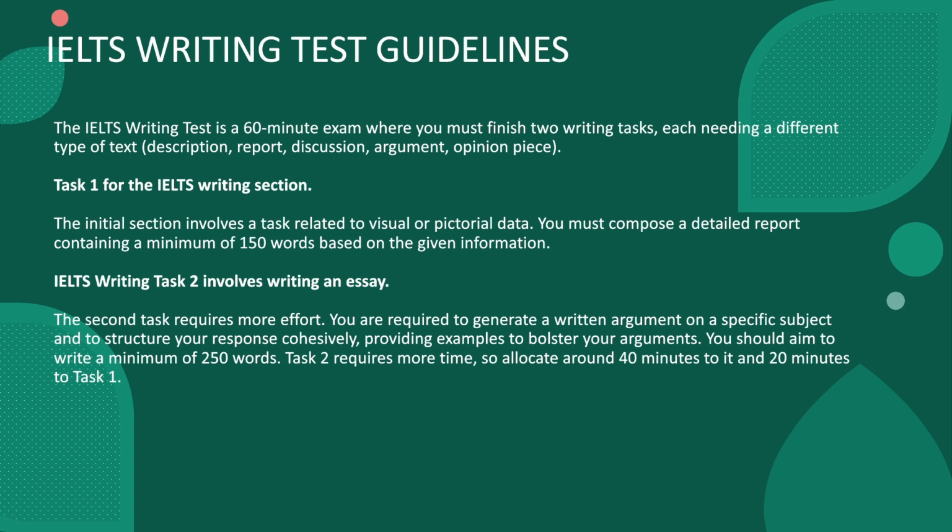IELTS writing Task 2 involves writing an essay. The second task requires more effort. You are required to generate a written argument on a specific subject. You should aim to write a minimum of 250 words. Task 2 requires more time, so allocate 40 minutes to it, and 20 minutes to Task 1.